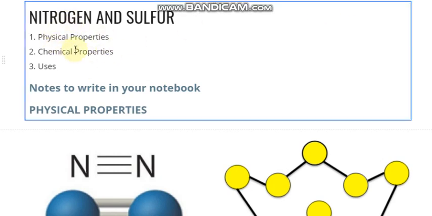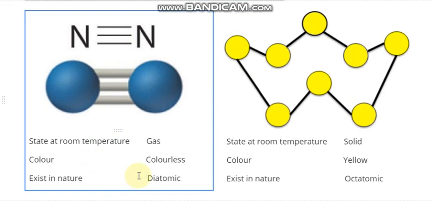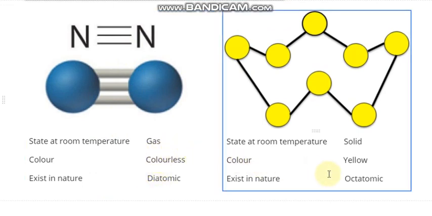In this video, we are going to focus on some physical properties, chemical properties, and the uses of nitrogen and sulfur. Nitrogen is a diatomic colorless gas, whereas sulfur is an octatomic yellow solid.